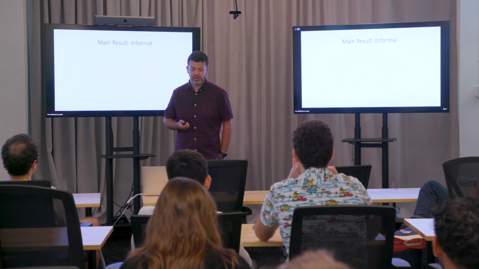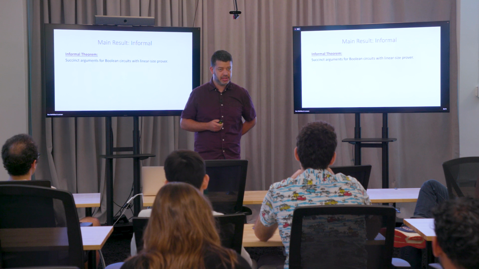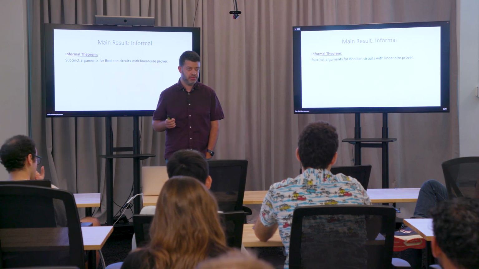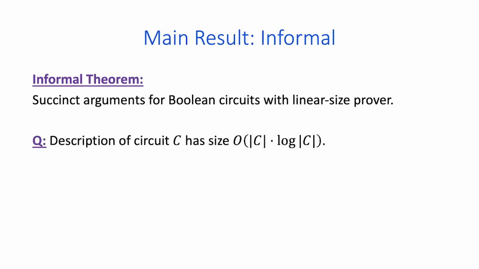Okay, so the main result, as the title might lead you to think, is that we construct succinct arguments for Boolean circuits with a strictly linear size prover. We'll see the more precise definition in a second. But before doing that, there is an issue with this theorem statement that I want to clarify.